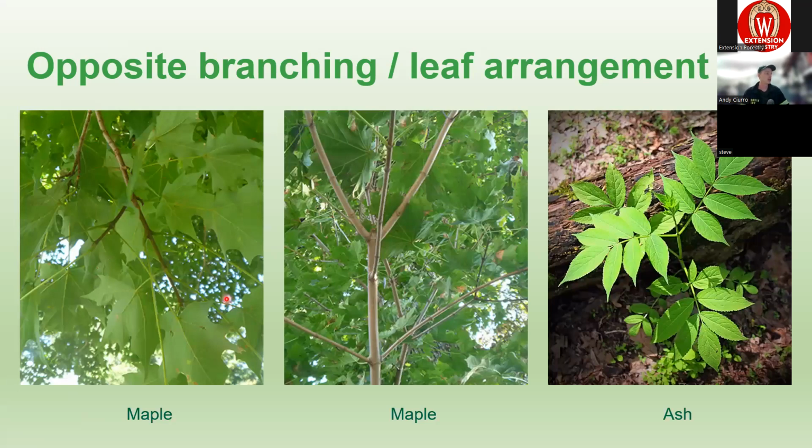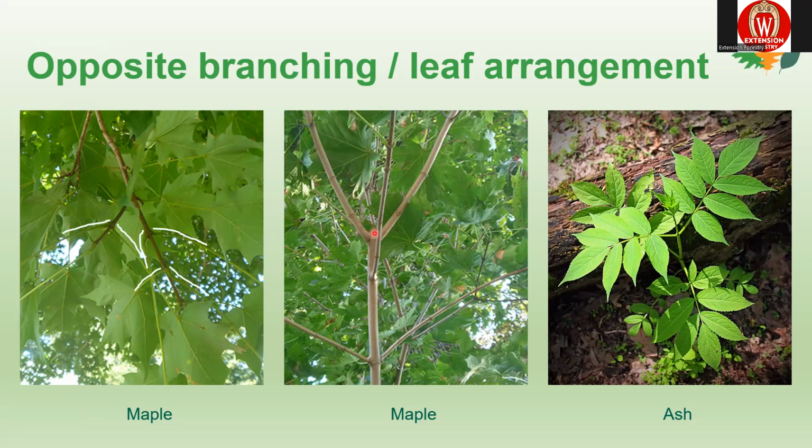So these are all opposite branching, and the leaves are opposite. I don't know how well you're going to be able to see on the screen here, but on the left picture, there's a maple tree, and you can see the leaves coming out opposite from each other. So you have to get up close in some cases. In other cases, look at this middle picture. Not only are the leaves arranged in this way, the branches are too. So if you see 2 branches coming out opposite from each other, most likely a maple or ash.